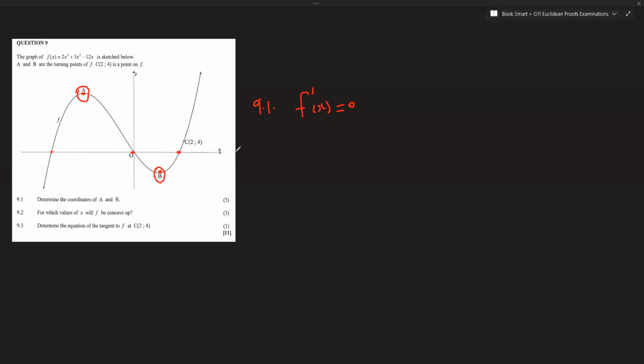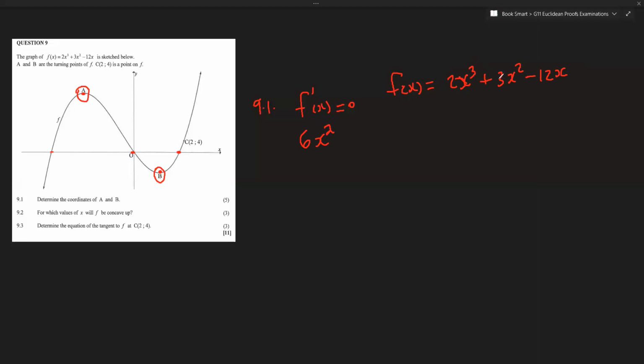Okay, perfect. So in this case, let me write my f of x here. So f of x equals 2x cubed plus 3x squared minus 12x. So now, to get the derivative, I'm going to do this times that. Remember, derivative, we take 3, we multiply by 2, we're going to get 6, and then we take the 3, we minus 1, which is 2. Then we do the same here.